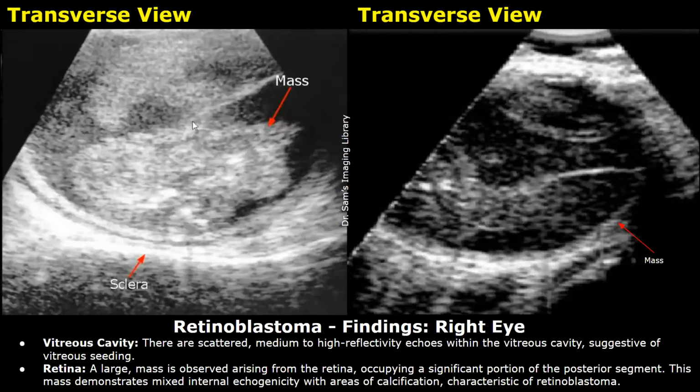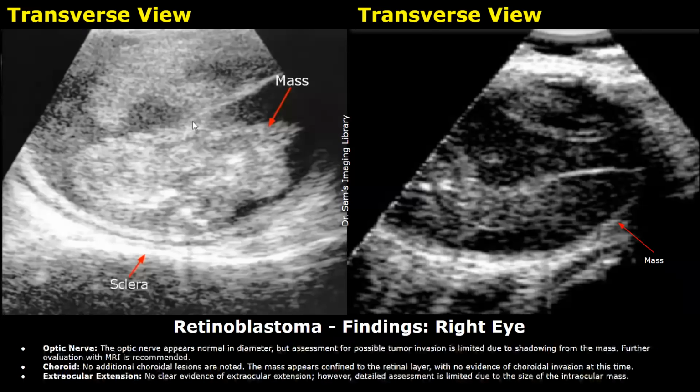These are the findings. Vitreous cavity. There are scattered medium to high reflectivity echoes within the vitreous cavity, suggestive of vitreous seeding. Retina. A large mass is observed arising from the retina, occupying a significant portion of the posterior segment. This mass demonstrates mixed internal echogenicity with areas of calcification characteristic of retinoblastoma.